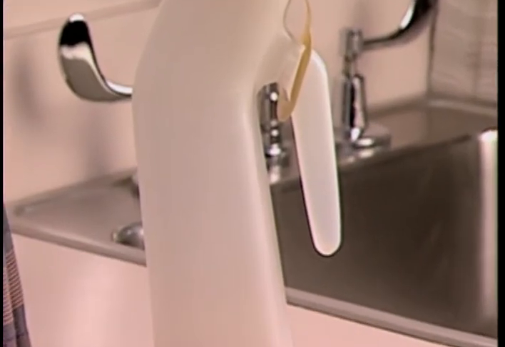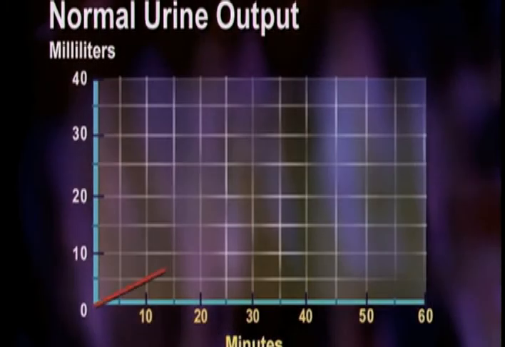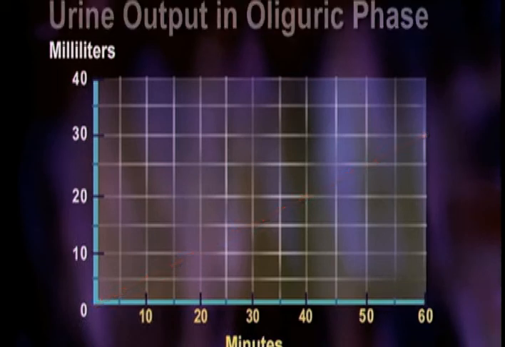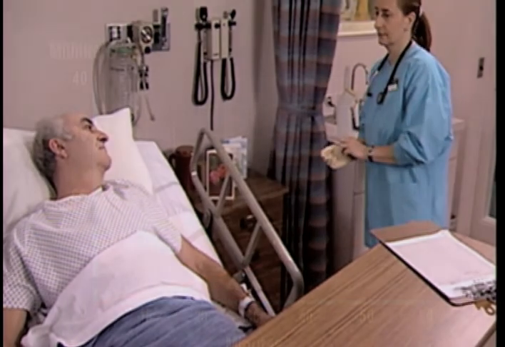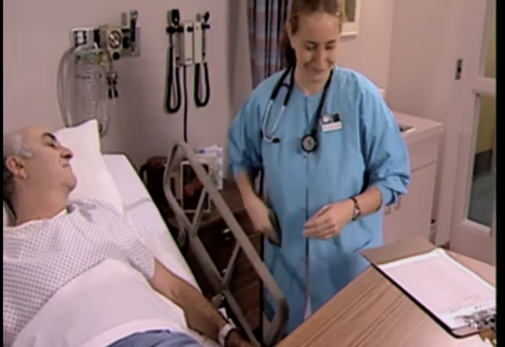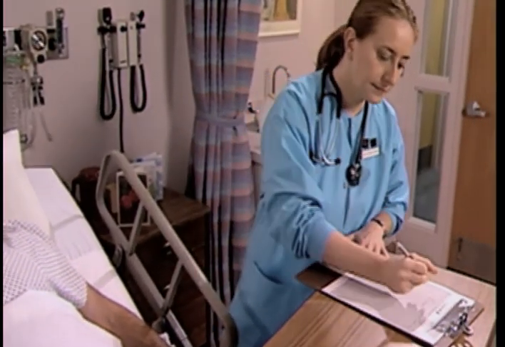If your patient's in the oliguric phase, expect his urine output to fall sharply. Normally, urine output exceeds 30 milliliters per hour. In the oliguric phase, it drops to about 15 milliliters per hour. This decreased urine output usually occurs 1 to 7 days after the causative event.